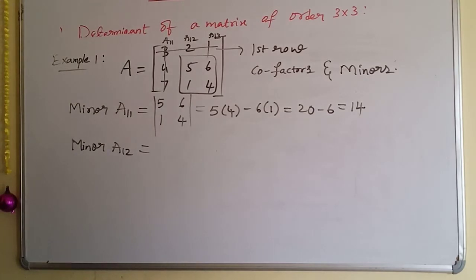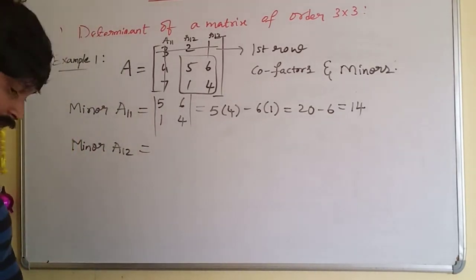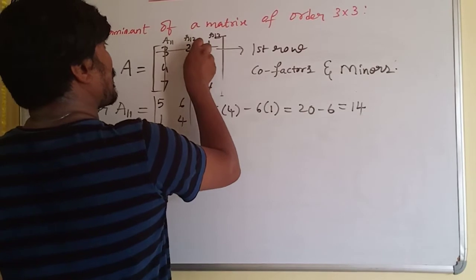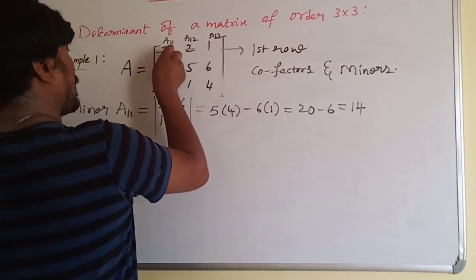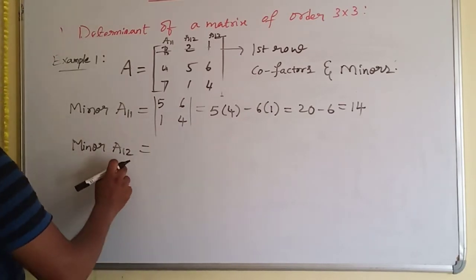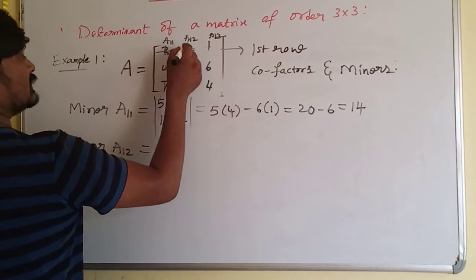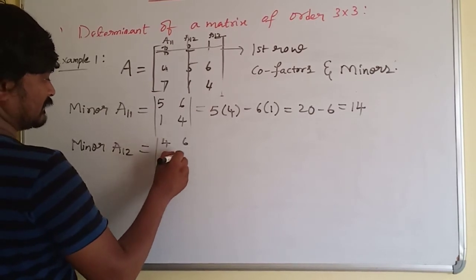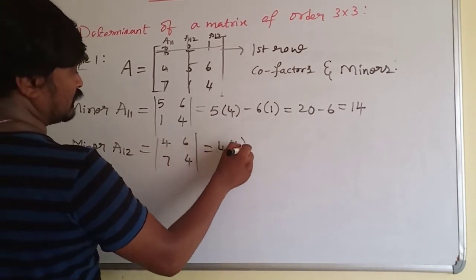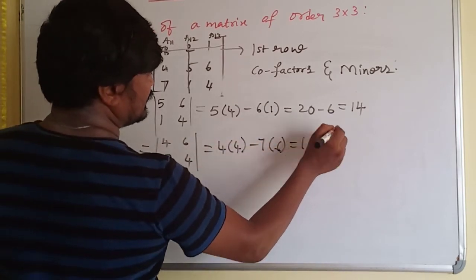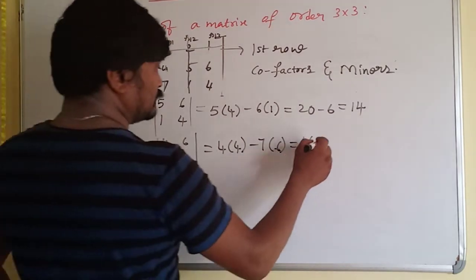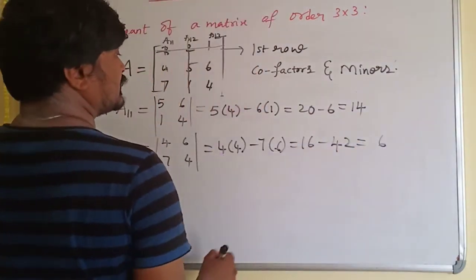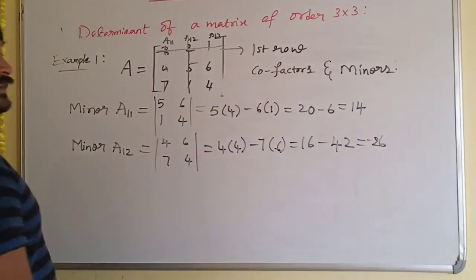Then the minor of A12. A12 means remove this row and this column. What remains? 4, 6, 7, 4. So write 4, 6, 7, 4. Same multiplication: 4 into 4 minus 7 into 6. 4 fours are 16 minus 7 sixes are 42. When you subtract, what do you get? Minus 26.